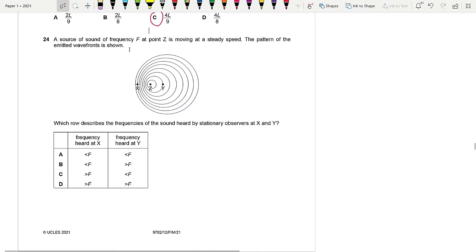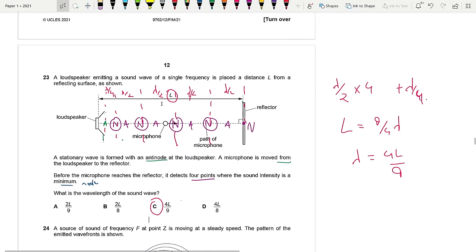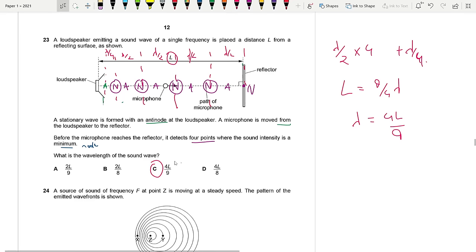Now, a source. So if you have a question, like if you did consider the node at the reflector to be inclusive, how would we know? It's fine. You would get an answer of 4L by 7 then. That isn't in the options here. So you'd realize that you made a mistake, okay?